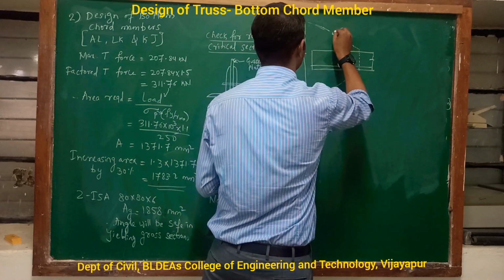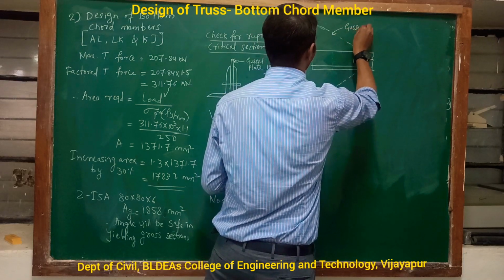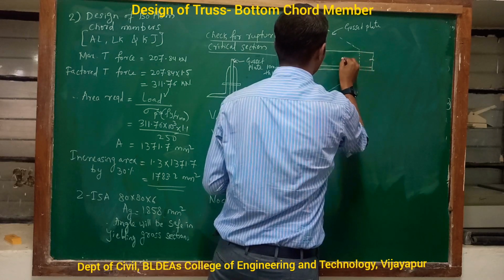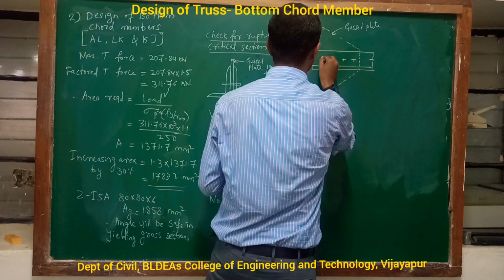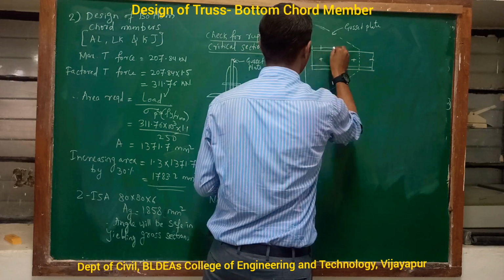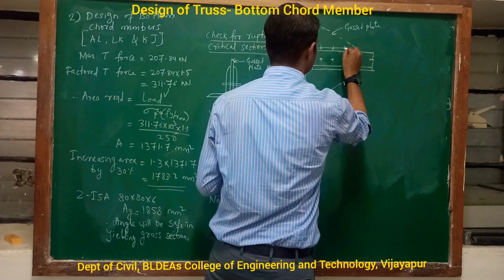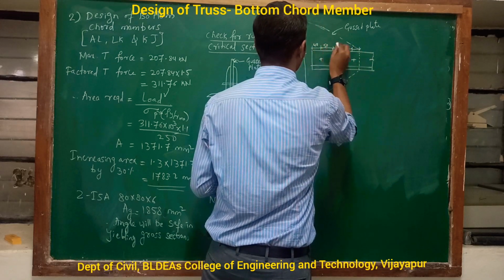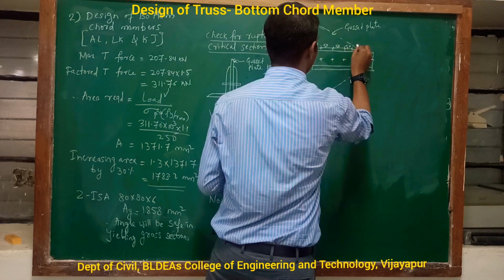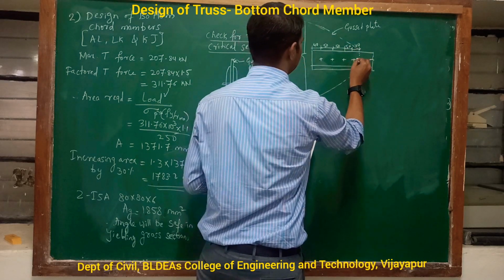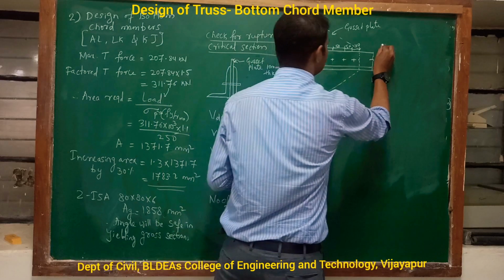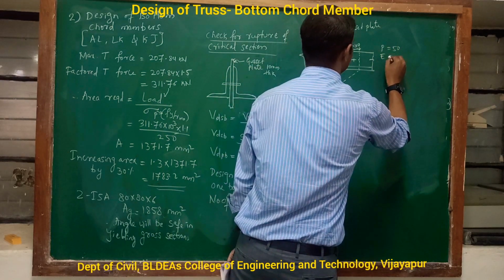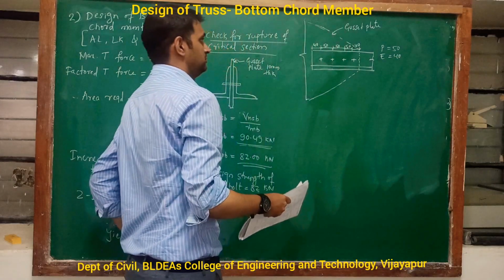This is the gusset plate. So now these are your rows of bolts 1, 2, 3, 4, and your pitch distances are 40, 50, 50, 50 and 40. Now pitch distance is 50 and end distance is 40.